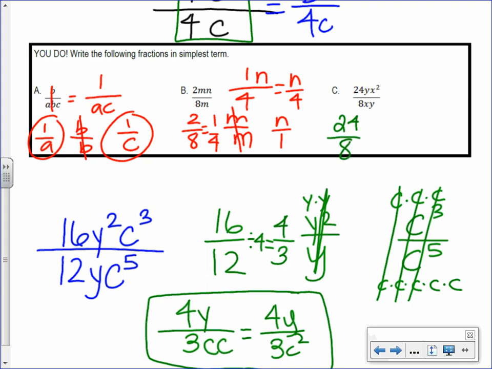Alright, on the last one, 24 over 8. Now be careful. They change up the variable order, which is totally allowed. So it's a y over y and an x squared over x. So my y's cancel. X times x, one of my x's cancels. So I'm left with an x on top so far. And then 24 and 8 have an 8 in common. So that leaves me with 3 over 1. So 3x over 1, or just 3x, depending on which way you like to look at it. Any questions on those three?